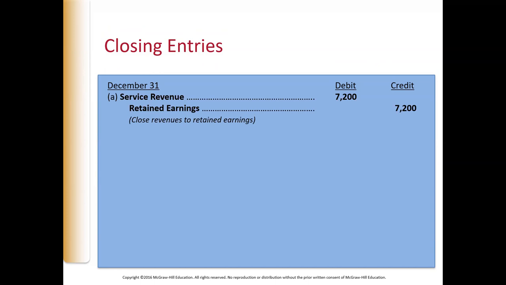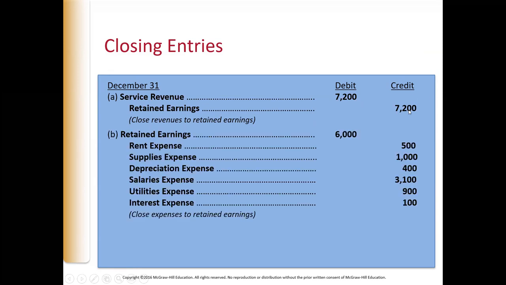Because if you think about it, we've already put them into retained earnings by taking our net income and transferring it over to retained earnings on the statement of stockholders' equity. So we know revenues have a normal credit balance. To close out revenues, we're going to zero it. To zero it out, we debit the whole amount and flow it into retained earnings.